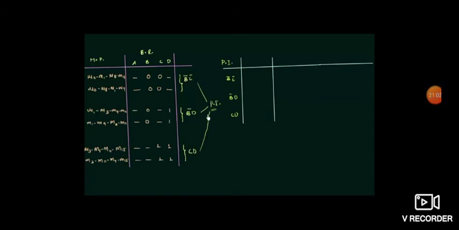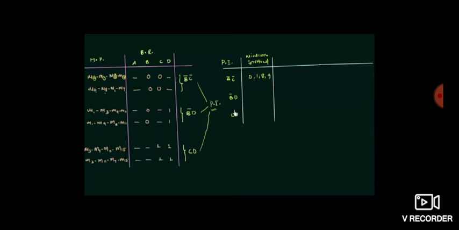Those are the prime implicant values. We are writing b bar c bar, b bar d, and c d. Next, we write the minterms involved. What are the minterms involved in b bar c bar? You have observed that 0, 1, 8, 9 are involved, so we note down the values 0, 1, 8, 9.